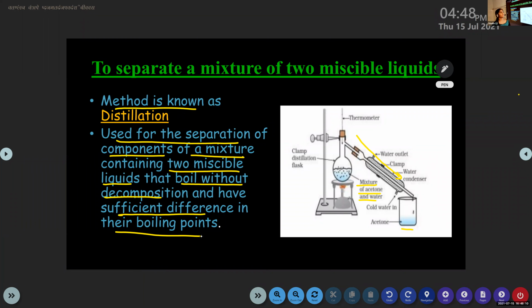The apparatus used for this distillation process: distillation flask, thermometer, condenser, then burner, tripod stand, beaker, etc. This thing is known as a clamp, okay? A clamp is used to adjust and to fit the distillation flask in that stand. Is this clear? Have you completed?